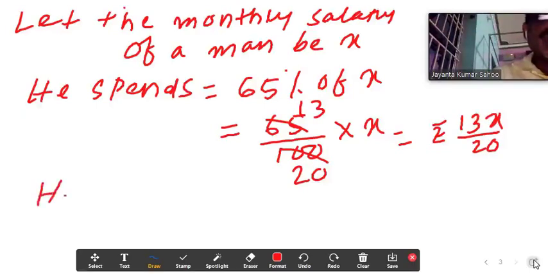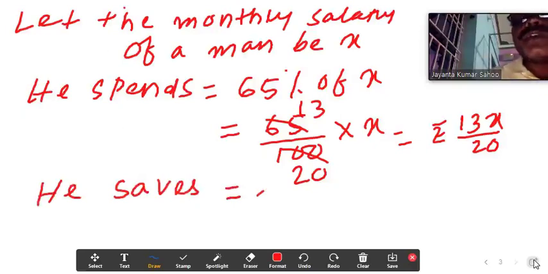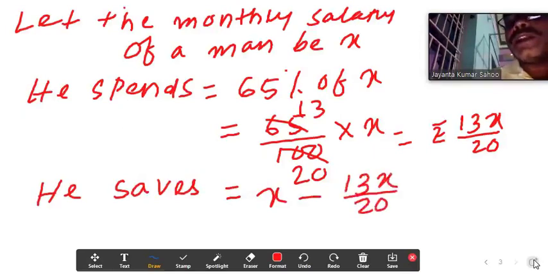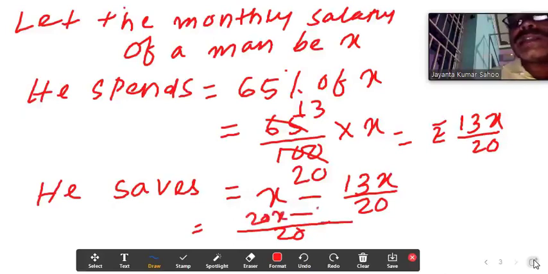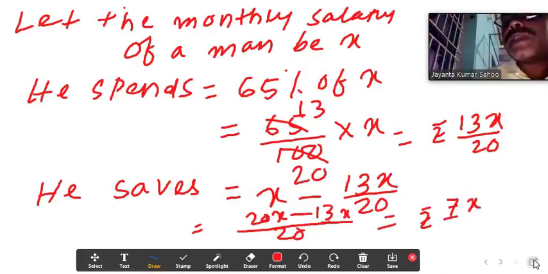So he saves equal to total monthly salary is x and spending is 13x by 20, equal to, we can write also, LCM is coming, 20 into x, it is 20x minus 13x, equal to rupees 7x by 20. This much we got, that he saves according to the x method.